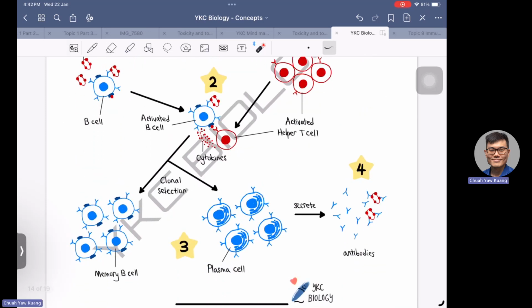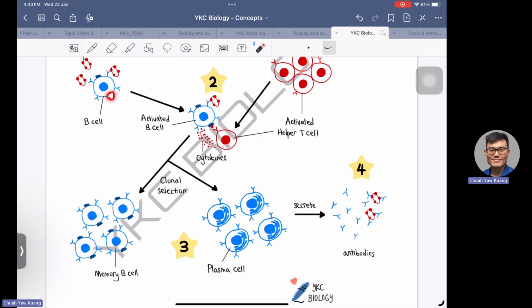In step number 2, the activated B cell and the activated helper T cell will go to find each other. They will come close to each other, and the activated B cell will start to act as the antigen presenting cell to present the antigen to the activated helper T cell. After the B cell binds with the antigen, it will go through a process called internalization in order to present the antigen on the surface of the cell.